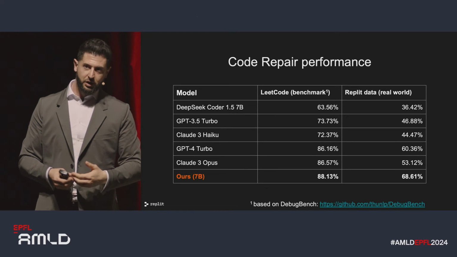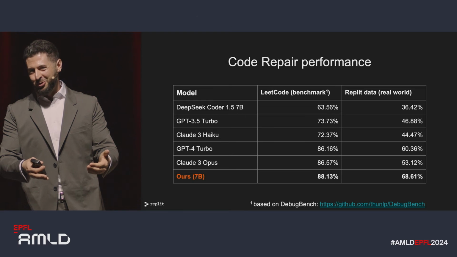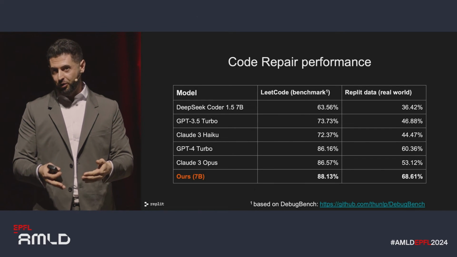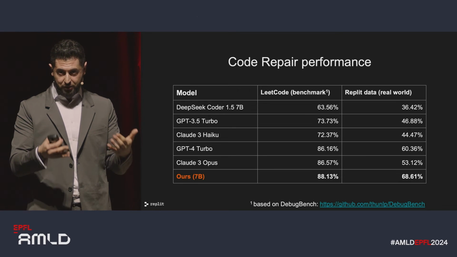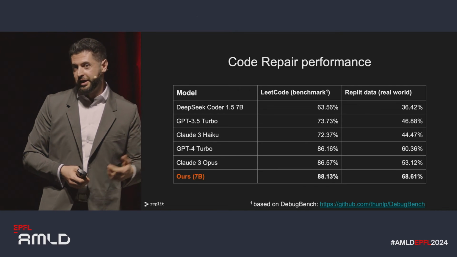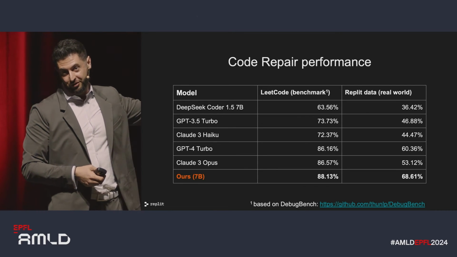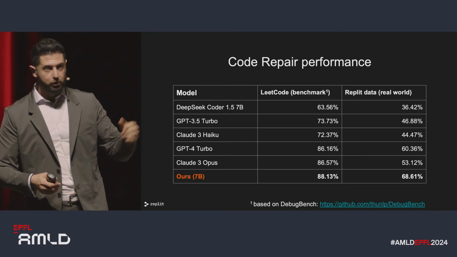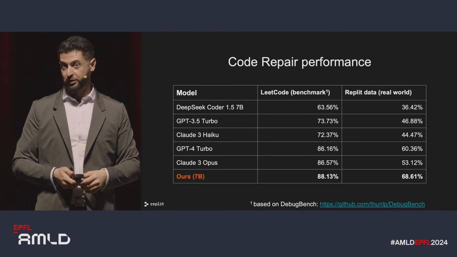But then, perhaps coming from personal experience, benchmark data rarely reflects the distribution of what happens in the real world. So we tapped into our own gold mine, right? We have Replit, we have a ton of data. We built our own benchmark based on the errors that our users make in the code. It turns out that this is much harder. But still, our model comes out with an even wider gap compared to the largest models out there.